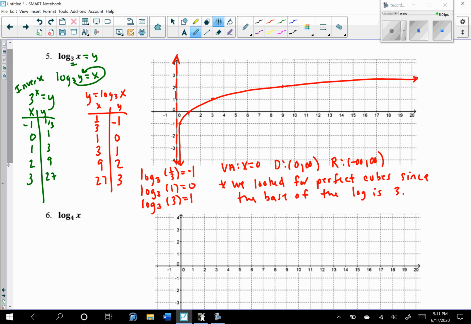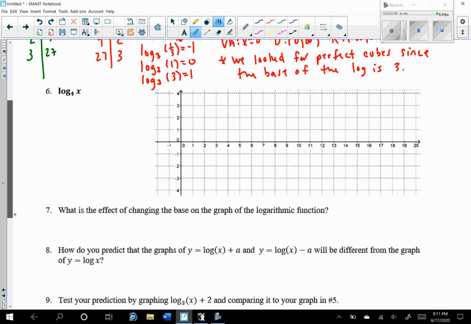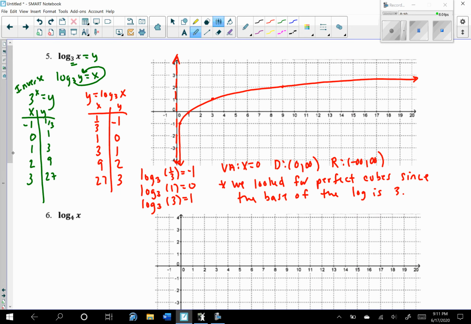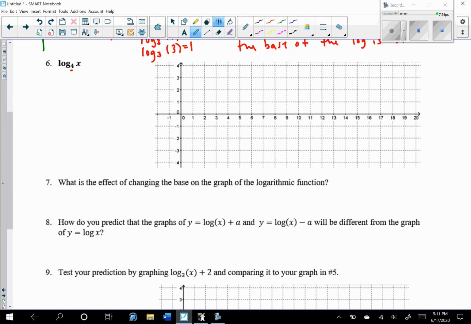So let's go ahead to the next one. Log base 4 of x. So for this problem, notice the base is 4. So if you want to find the inverse, again, switch your x and y. So log base 4 of y equals x, because remember this is equal to y, so we switch them. Then we rewrite this in exponential form, so 4 to the power of x equals y. That is the inverse. And I can use then this to help me go ahead and graph the log.